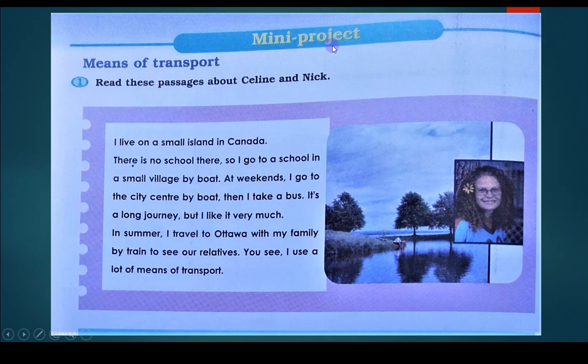In this mini project, we have two passages.